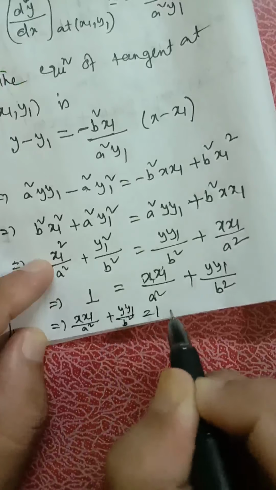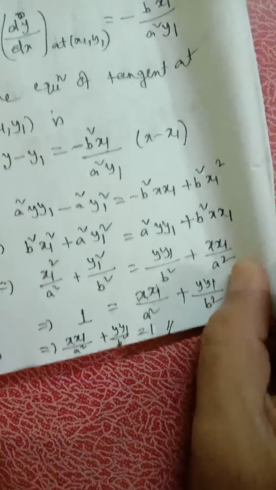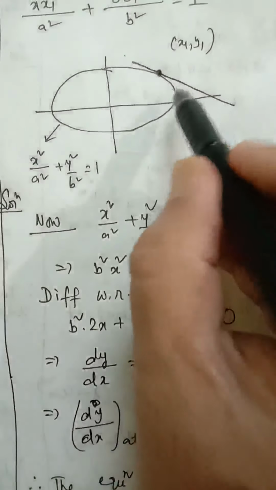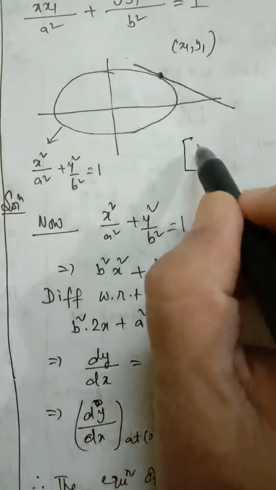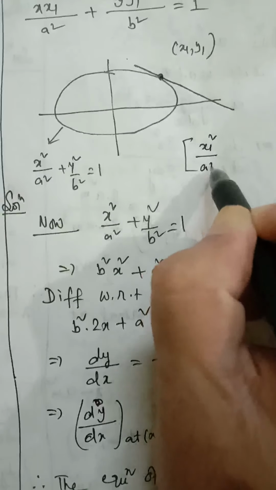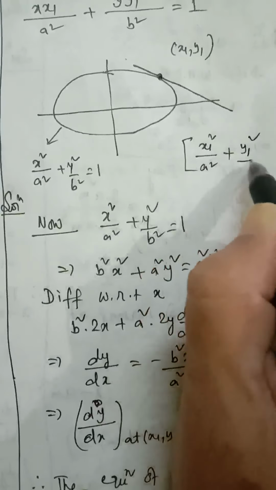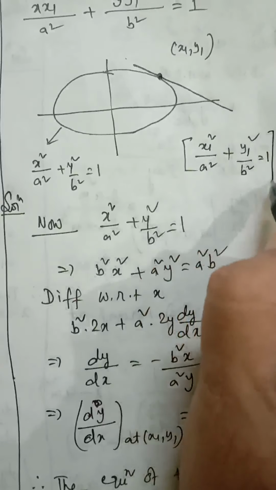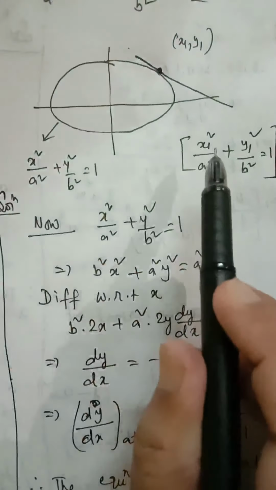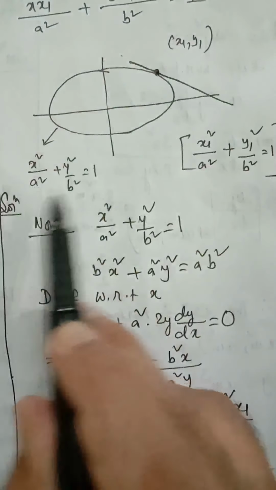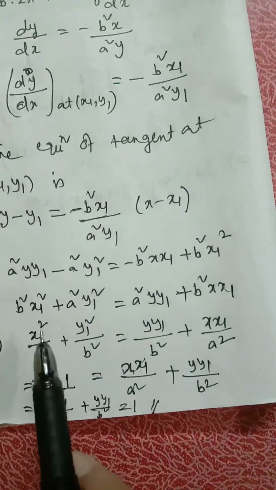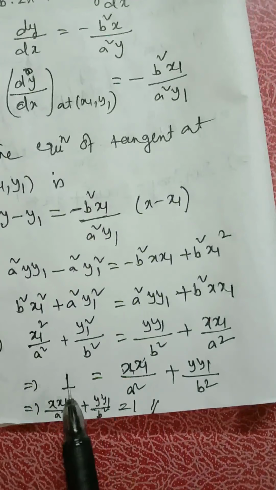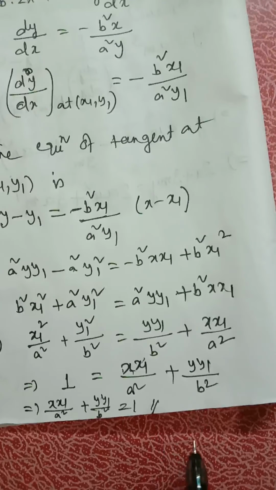Now just again I want to explain that this point (x1, y1) lies on this curve, and therefore x1 square by a square plus y1 square by b square equal to 1. This point lies on this ellipse, therefore it will satisfy the equation of the ellipse, and therefore we will get this relation. And using this relation, x1 square by a square plus y1 square by b square equal to 1, we get our required equation. So this is the equation of tangent.